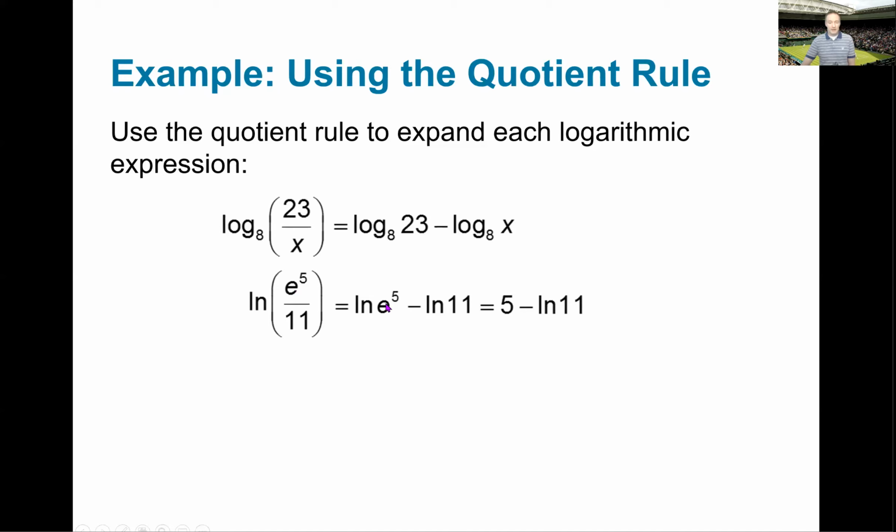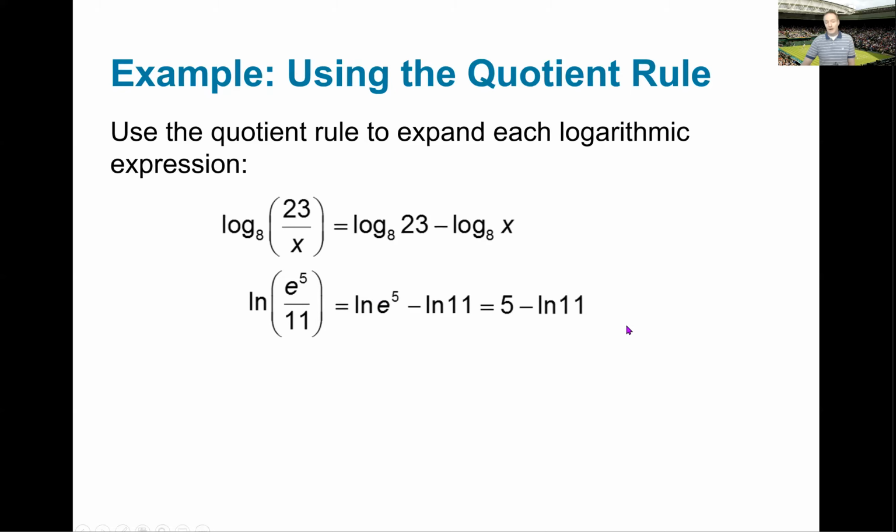And then I can say in this first one, that is literally asking me, what power of e is e to the fifth? Well, it's the fifth power of e. So the answer to that first one is just a 5. You can also think about it as the natural log and e are inverse functions. They cancel each other out. You're left with what's remaining. That was the exponent. It's now no longer an exponent once those cancel. And you just have 5 minus the natural log of 11.